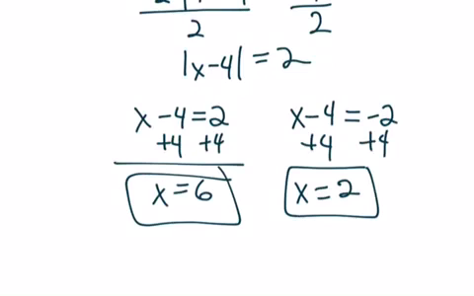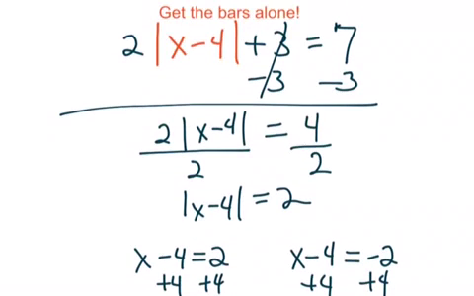We can see that's true if you plug 6 in here. If you plug 6 in, 6 minus 4 is 2, then 2 times 2 is 4, and 4 plus 3 is 7. Plugging in 2, 2 minus 4 is negative 2, but then absolute value is 2. So 2 times 2 is 4, plus 3 is 7.